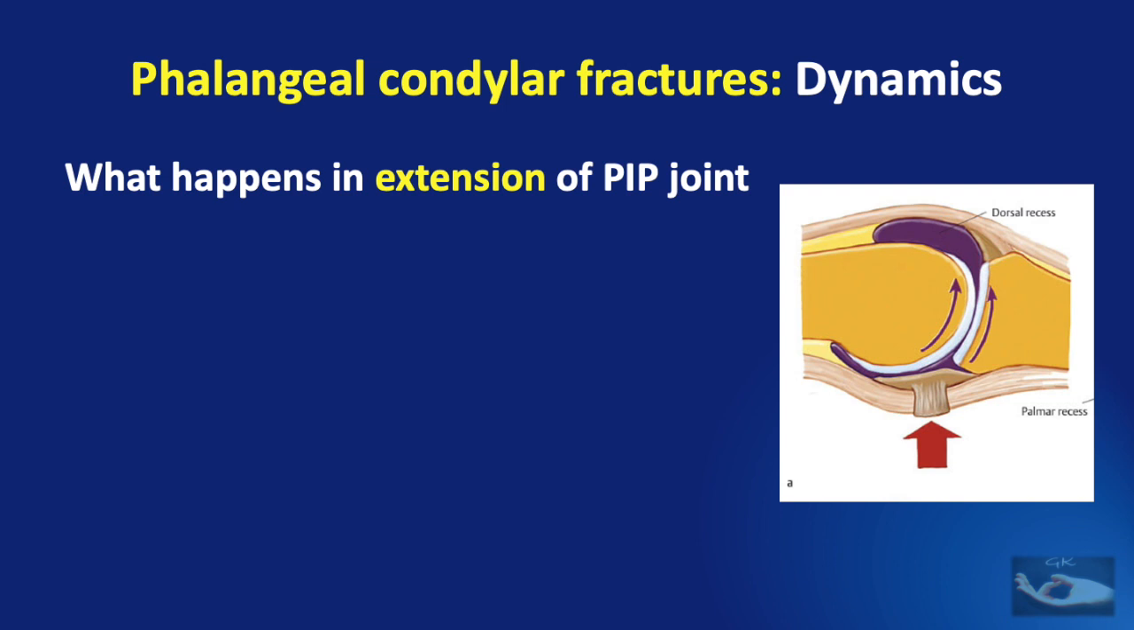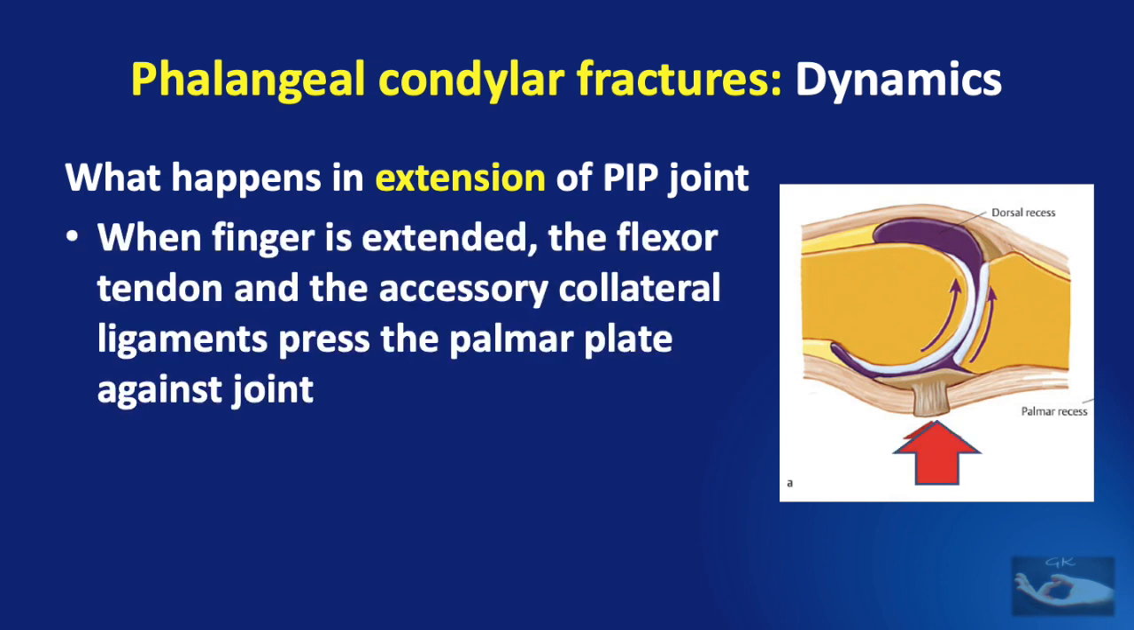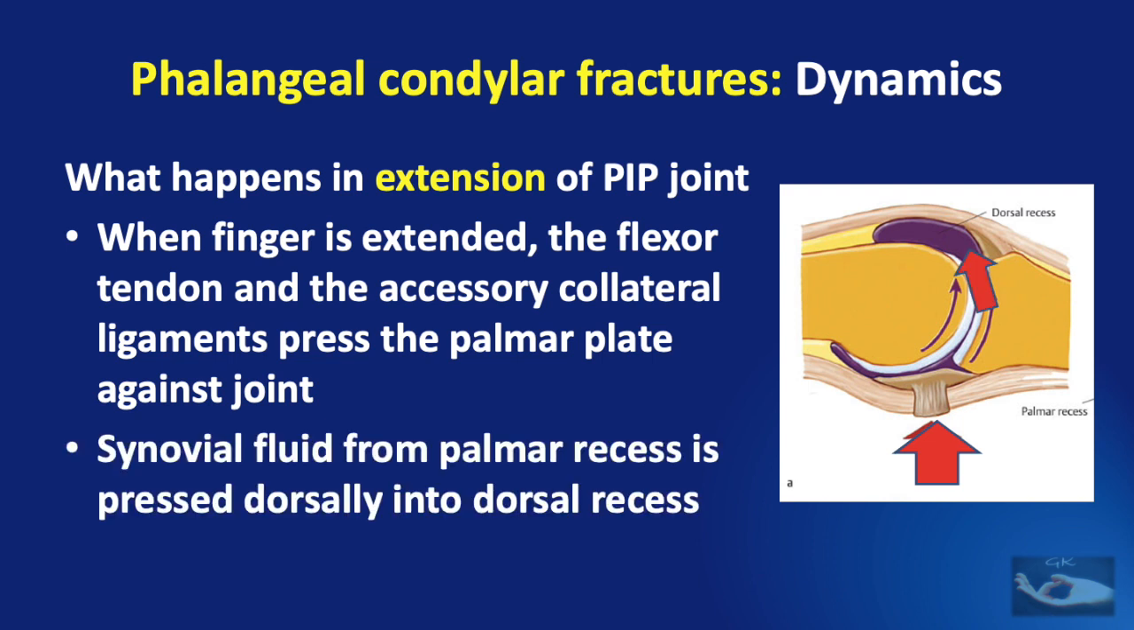But when the interphalangeal joint is extended, the flexor tendon and the accessory collateral ligaments press the palmar plate against the joint, and this pushes the synovial fluid from the palmar recess dorsally into the dorsal recess. So alternate flexion and extension bring about good circulation of the synovial fluid, hence giving nutrition to the articular cartilage and helping in healing of the fractures.